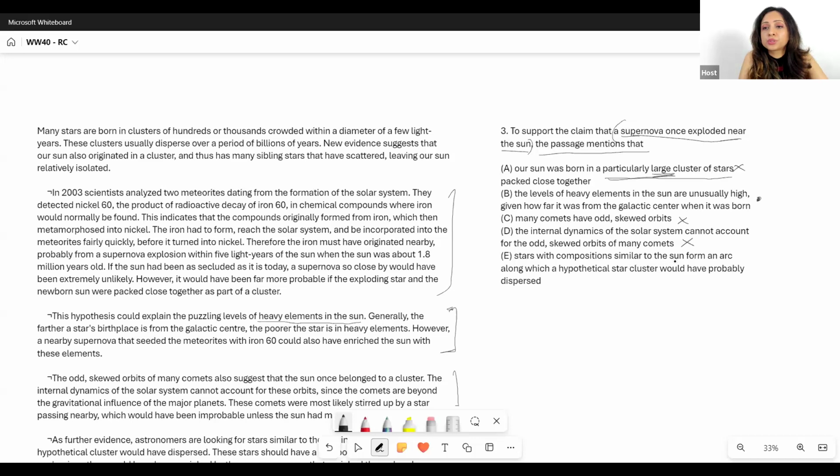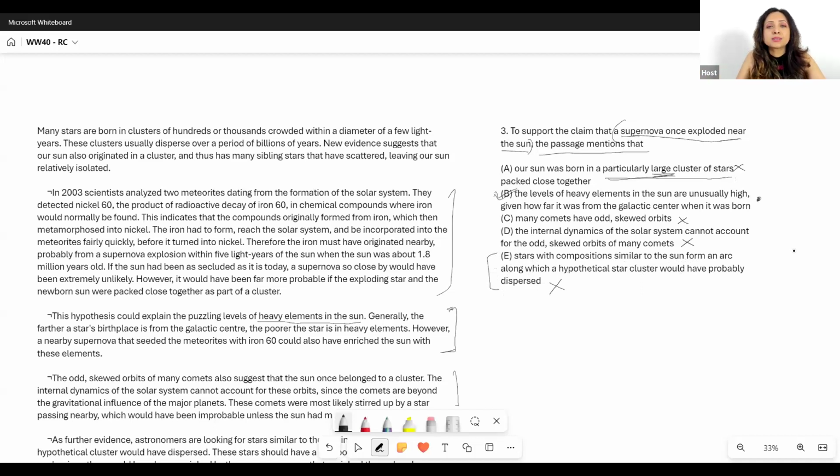Stars with compositions similar to the sun form an arc along which a hypothetical star cluster would have probably dispersed. Now, does this support the supernova theory? It doesn't, right? There is an arc, and they would have dispersed along that. It doesn't support that there was a supernova. This doesn't provide us any data, right? So again, this is also not the answer. So then, of course, our answer over here has to be B.